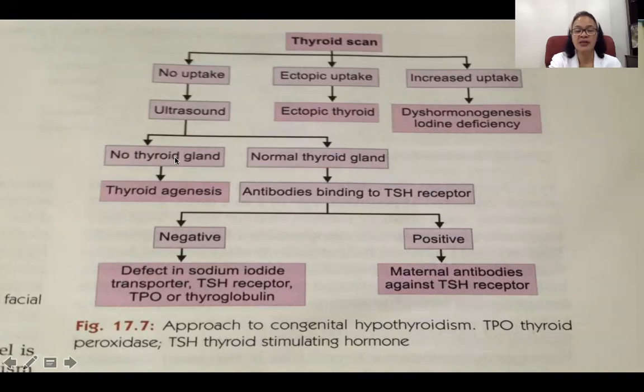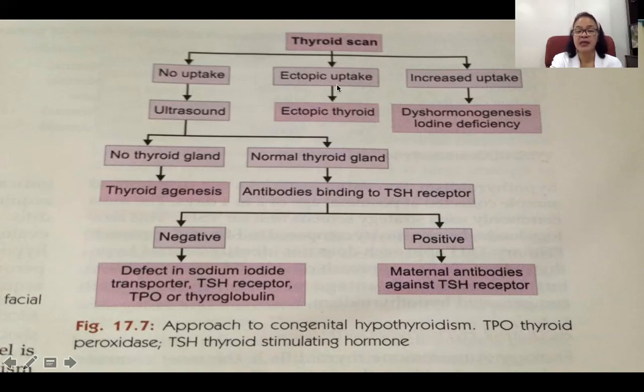If there's no thyroid gland, you have to think of a possible thyroid agenesis. If the thyroid gland is normal, still check for antibodies, because you might be dealing with the presence of antibodies. If it's negative, you might be thinking about this, okay? If it's positive, you will be dealing with this condition, having antibodies against the TSH receptor.